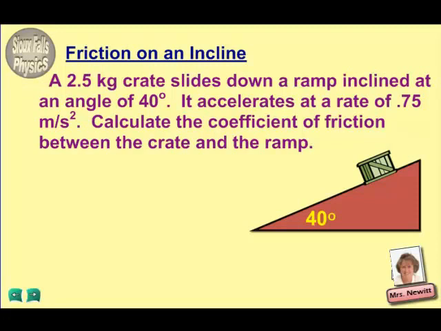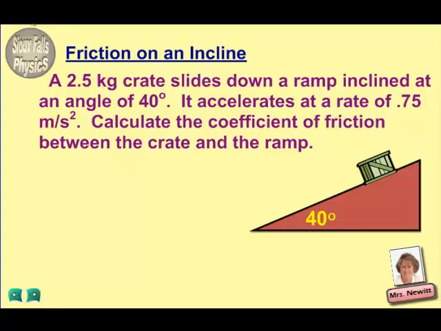Well, hello everyone, and welcome back to another Sioux Falls Physics Teacher's Problem, looking at another one of those inclined planes. Here we have a crate sitting on a ramp, and it does slide down with an acceleration. Calculate the coefficient of friction between the crate and the ramp.